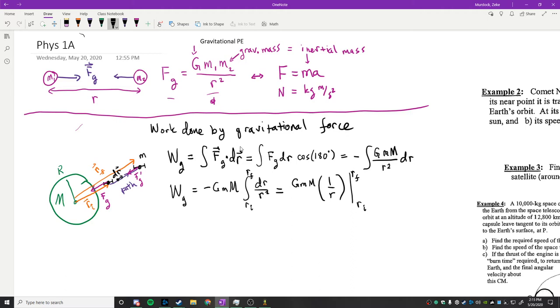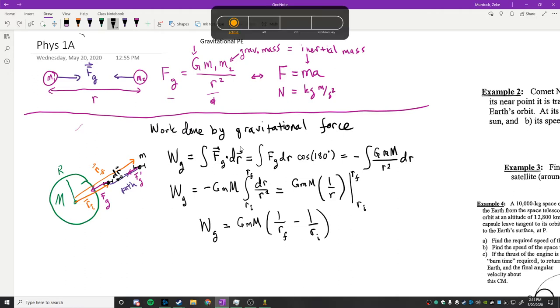Plugging these values in, we end up getting that the work done by gravity is equal to G times little m times big M times 1 over r final minus 1 over r initial. And if r final is larger than r initial, then this will be positive. Wait, what would it be? No, I'm wrong. In this case, when you're moving from this location to this location, the work done by gravity is negative, right? Because 1 over r initial is going to be a bigger quantity. So this whole thing is going to end up being negative.